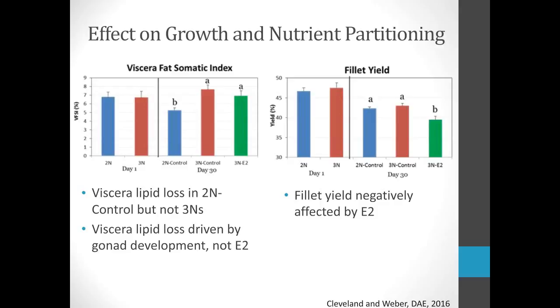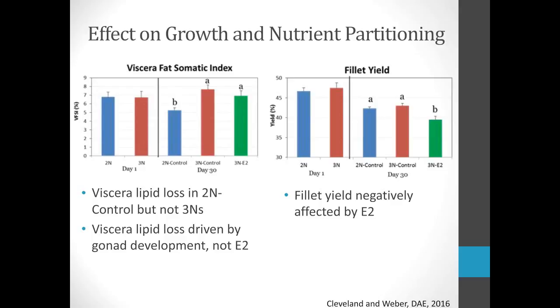So these data suggest that visceral lipid loss during sexual maturation is not a result of estradiol signaling, rather is driven by the negative energy balance that's caused by gonad development. Now we saw something different for fillet yield.